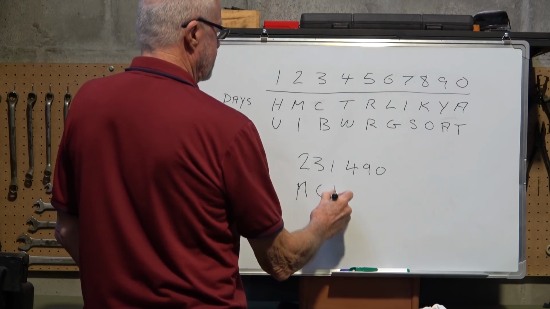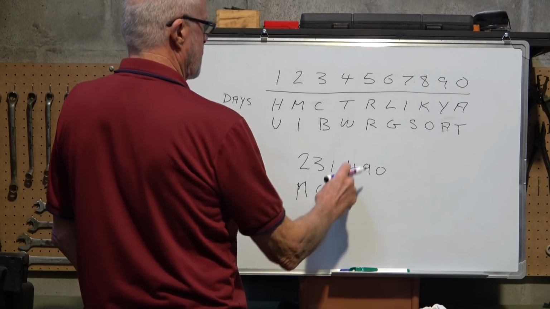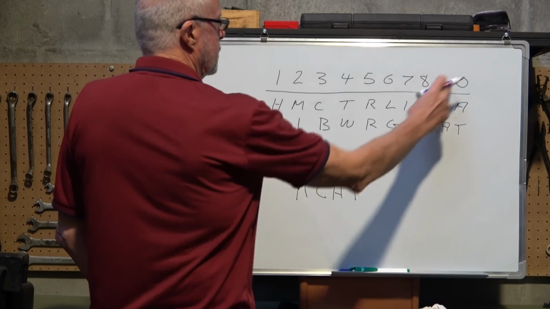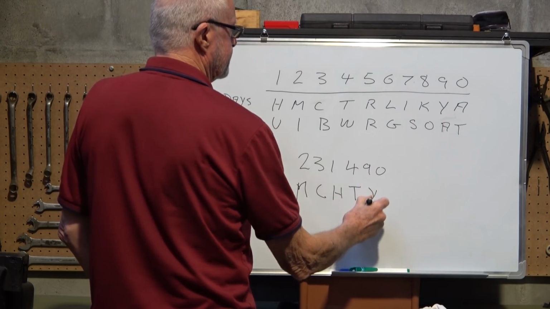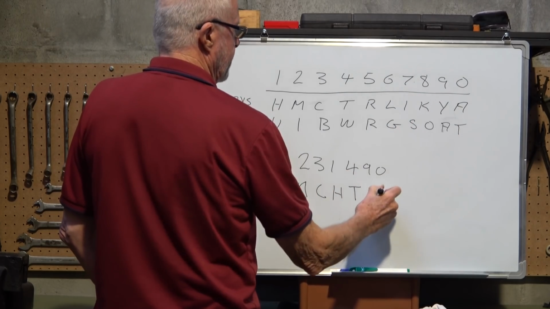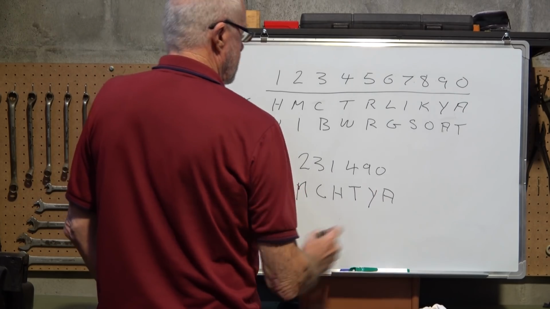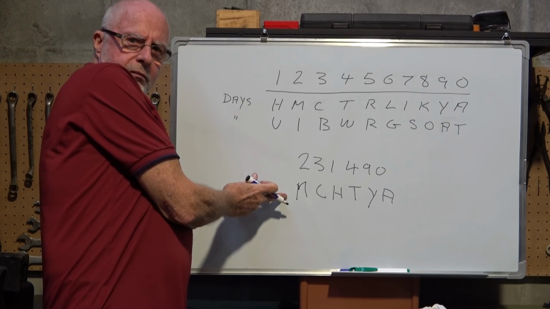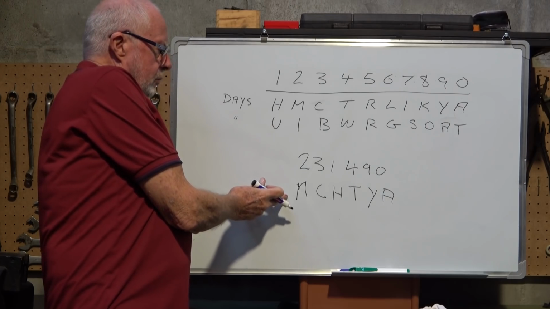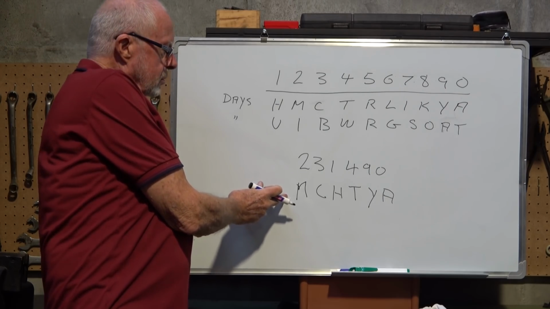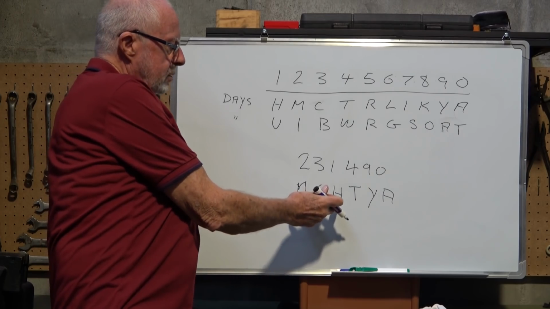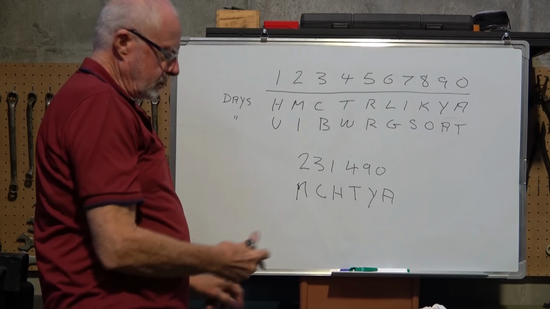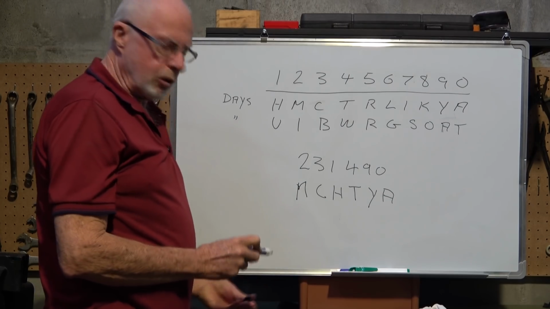1 would be Hotel, 4 would be Tango, 9 would be Yankee, and 0 would be Alpha. And that's what we would tell him. We were at Shackles on, Mike, Charlie, Hotel, Tango, Yankee, Alpha, Shackles off, over. There was nothing more complicated than that.